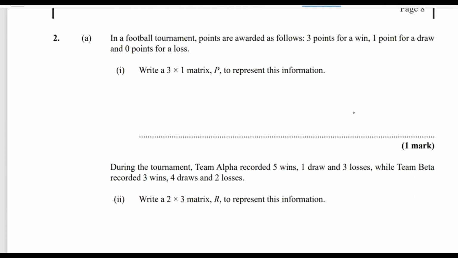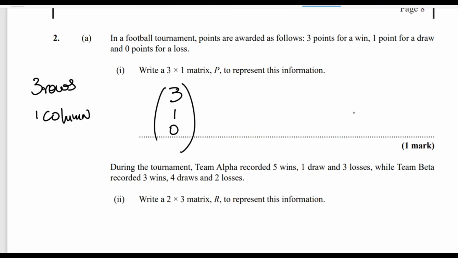Now, 3x1, so they're already shaping this matrix for us, 3x1, which means 3 rows by 1 column, right? Which means we're getting a 3, a 1, and a 0 for this matrix. So this is a 3x1 matrix where this is row 1, row 2, and row 3, and this is just column 1. So that is a 3x1 matrix for 1 mark right there.